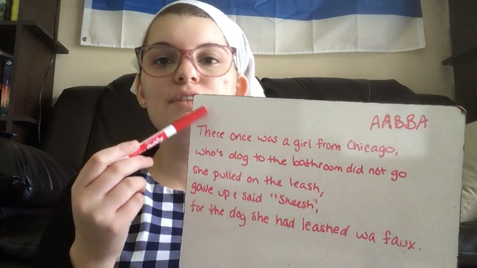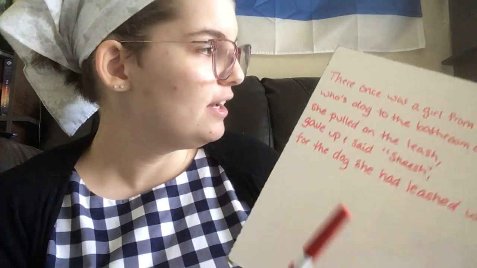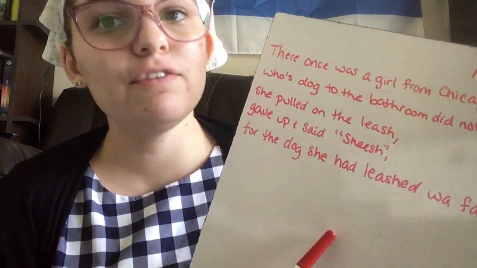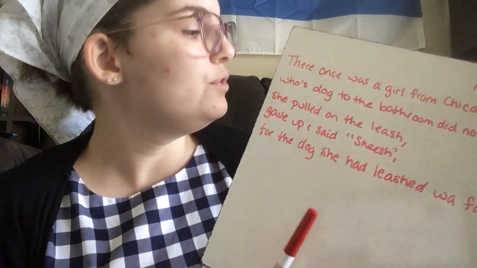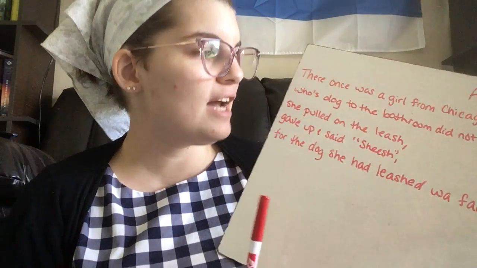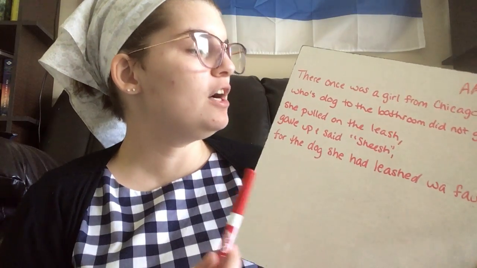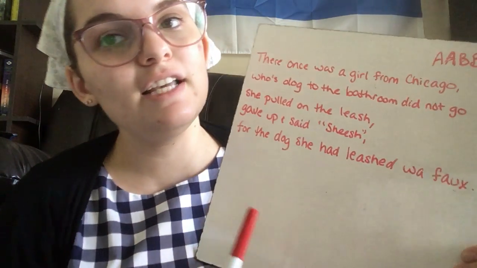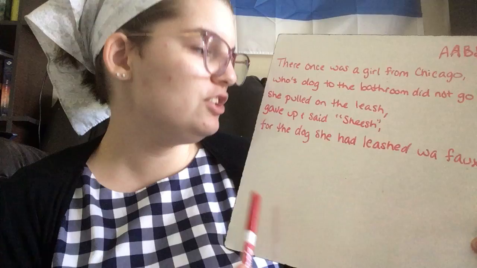See how that worked? So I'm going to show you the whole poem now. And I'm going to do the rhythm. All right? There once was a girl from Chicago whose dog to the bathroom did not go. She pulled on the leash, gave up and said sheesh, for the dog she had leashed was faux. I forgot the S on was, sorry.